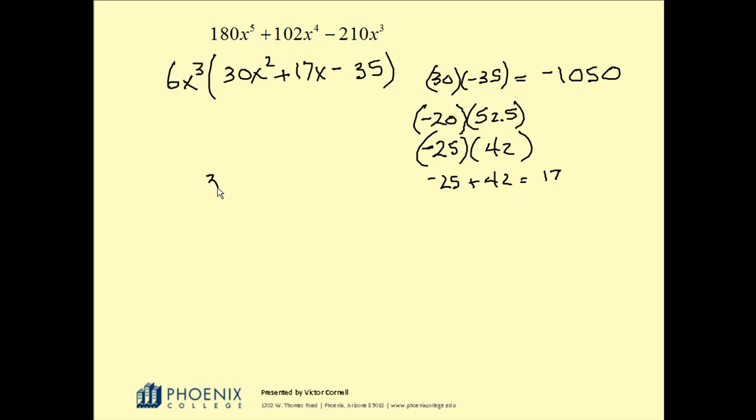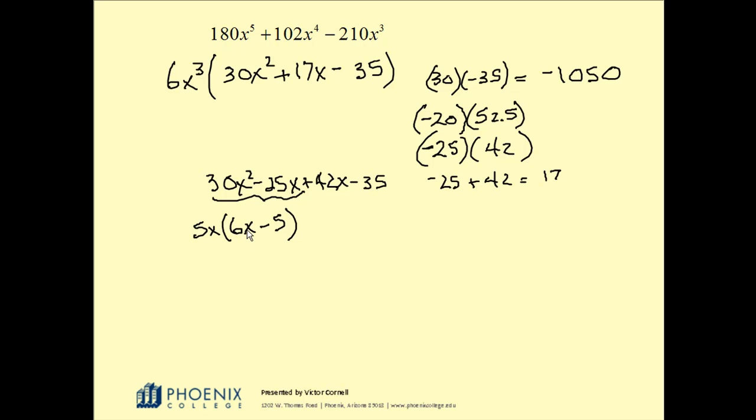So I'm going to rewrite this, and I'm going to take 30x squared, and instead of putting 17x, I'm going to use these two numbers. I'm going to use minus 25x plus 42x. Those two numbers add up to 17x, and then I got minus 35. Now you're going to factor by grouping. So you look at the first two. What do they have in common? 5 goes into both, and x. So I'm going to take out a 5x from 30x, and that's 6x. And I'm going to take a 5x out of there, leaving 5.